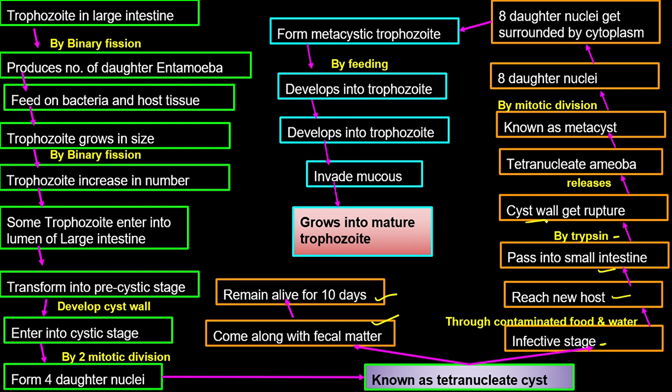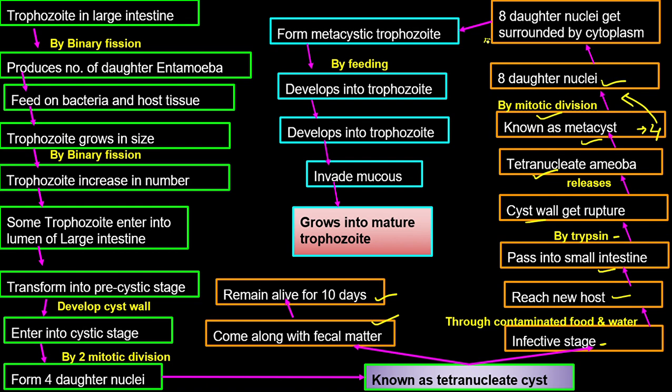There, with the help of trypsin, the cyst wall ruptures. Due to rupture of the cyst wall, what will happen? The tetranuclear cyst is released. And when it is released, now we call it a metacyst. The metacyst undergoes 1 mitotic division. Already here, from 4 nuclei, with 1 mitotic division, how many? 8 daughter nuclei are formed.